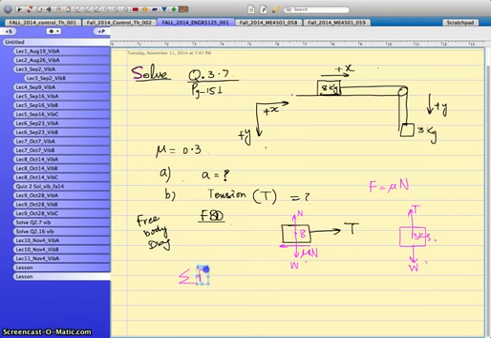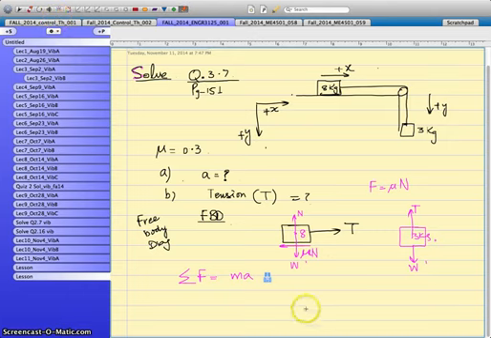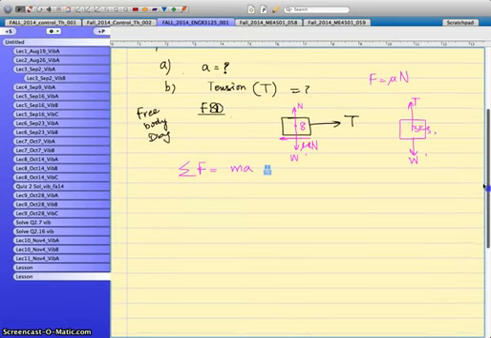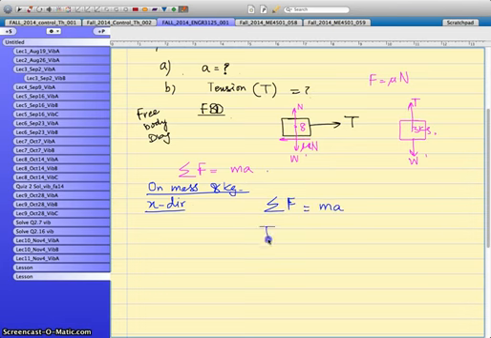So all the forces are equal to mass times acceleration. That's Newton's second law. Let's apply this second law on the mass of 8 kilograms. All the forces in the x direction: sigma F is equal to mass times acceleration. T positive minus mu N is equal to ma. This gives me equation number 1.